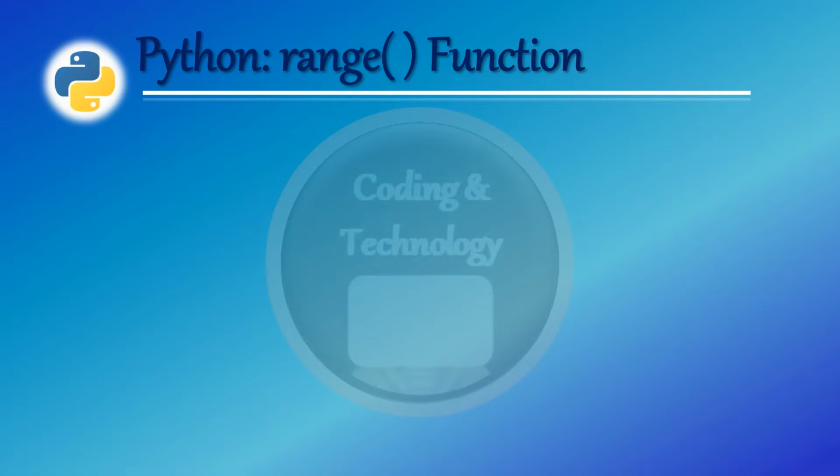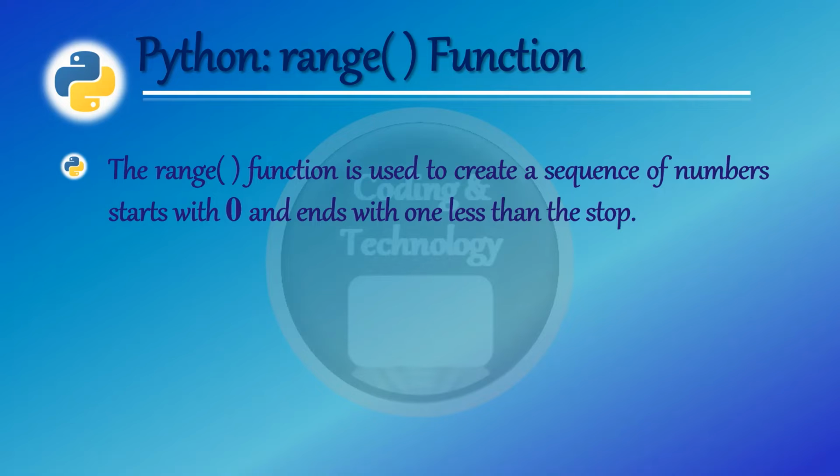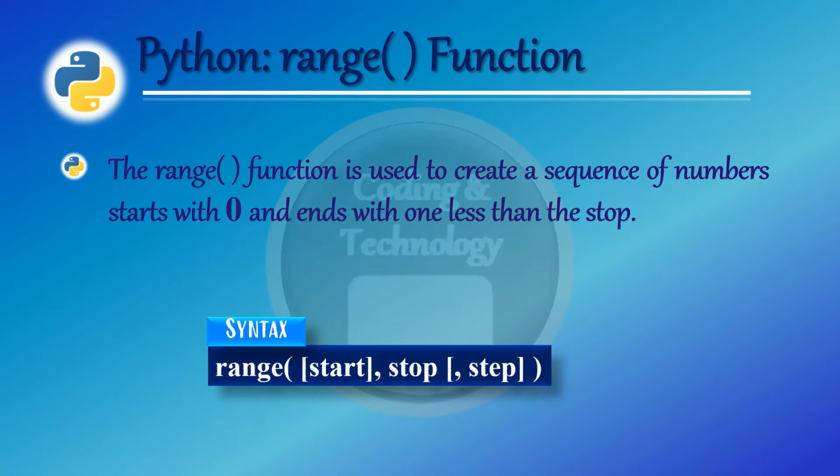Python range function. The range function is used to create a sequence of numbers, which starts with 0 and ends with 1 less than the stop. That is, the range function executes a group of statements for a specified number of times. The syntax of the range function is range, start, stop, then step. The start and step parameters are optional. By default, it starts from 0 and in every iteration it is incremented by 1. But we can specify a different increment value by using the step parameter. The range function is mainly used in for loops.